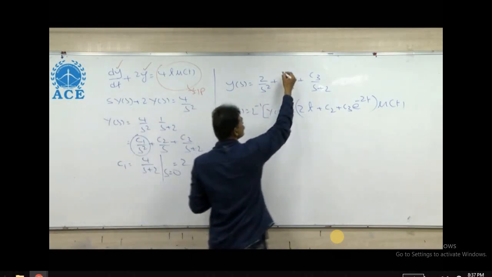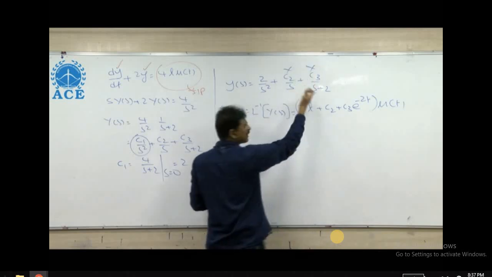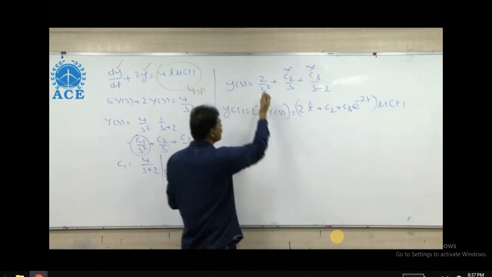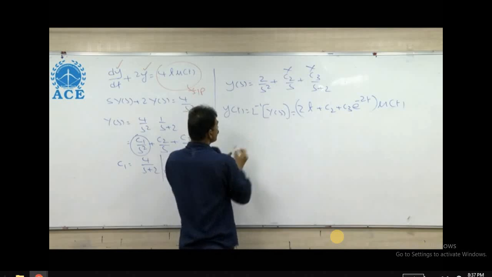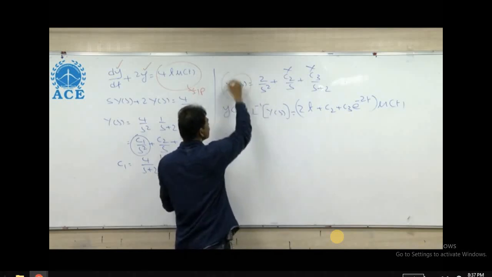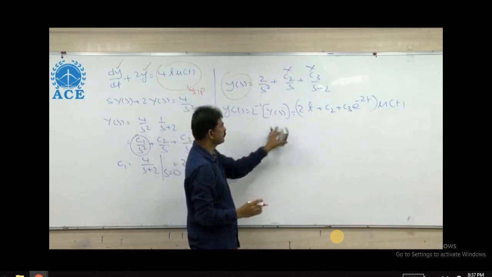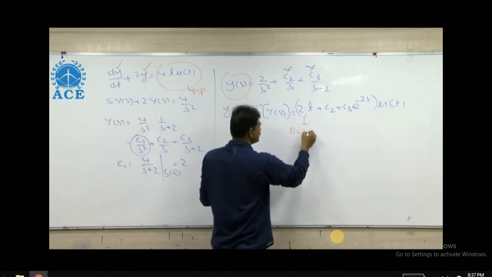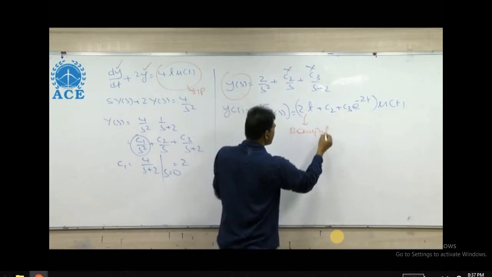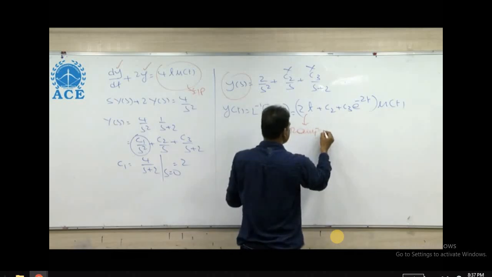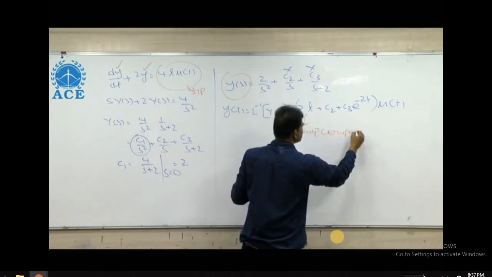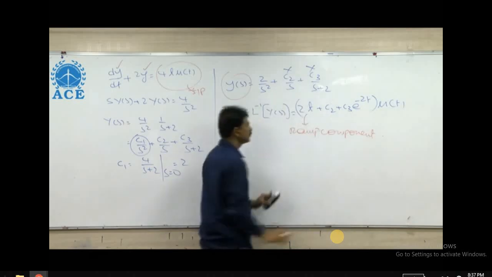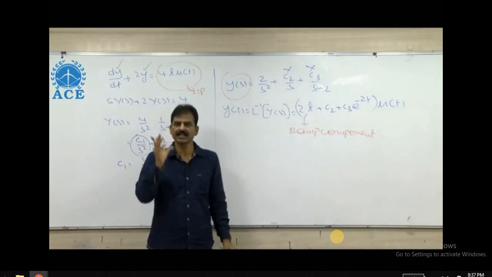We are not bothered to find C2 and C3 because they are not the ramp components. The ramp component is only this. Taking the inverse Laplace transformation of the output, we get the response. Hence, this is the ramp component: 2 units of ramp are present in the output. So 2t u(t) is the ramp present in the response.